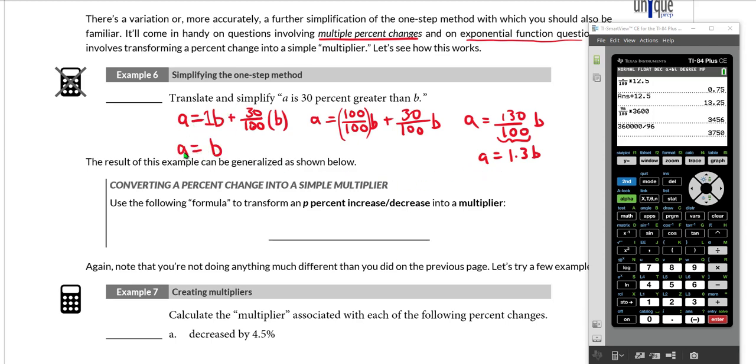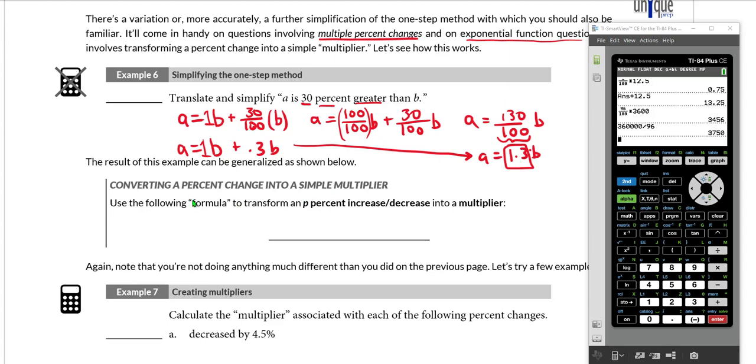Again, I could have done this all with decimals from the beginning. I could have done A equals B plus 0.3B, and remember that's 1B plus 0.3B, and I get exactly the same thing. A equals 1.3B. This is what I refer to as a multiplier, and we have created that multiplier by converting a 30% increase in a number into 1.3 times that number. We're not doing anything different from what we just did. We're just presenting it in a slightly different manner.